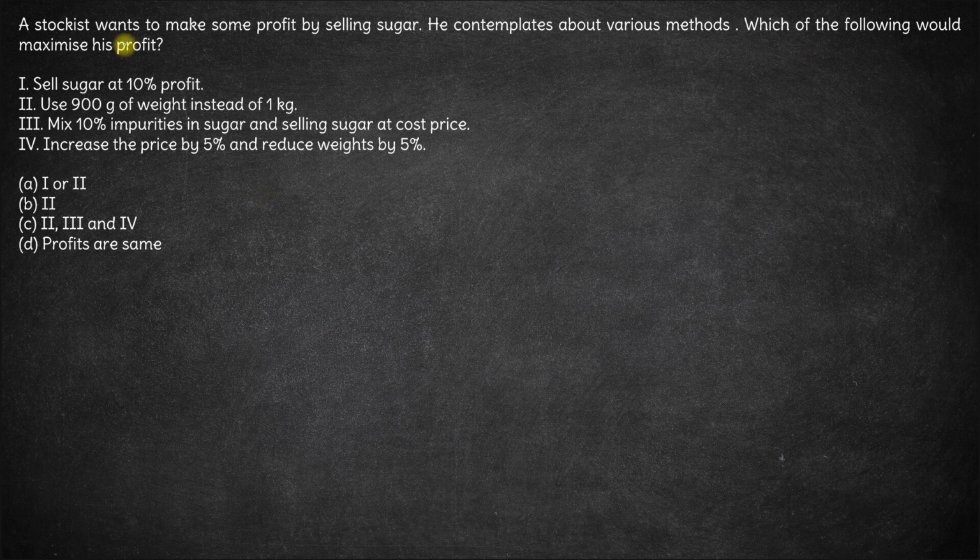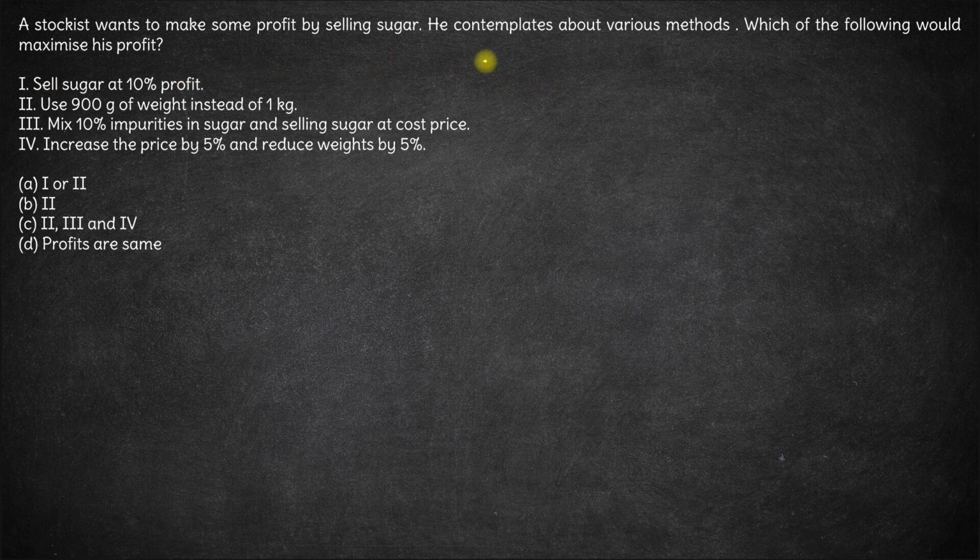Hi, here we have a stockist who wants to make some profit by selling sugar. He contemplates various methods. Now, which of the following would maximize his profit? And these are the four options or types of profits that he can have. Let's look at each of these one by one.